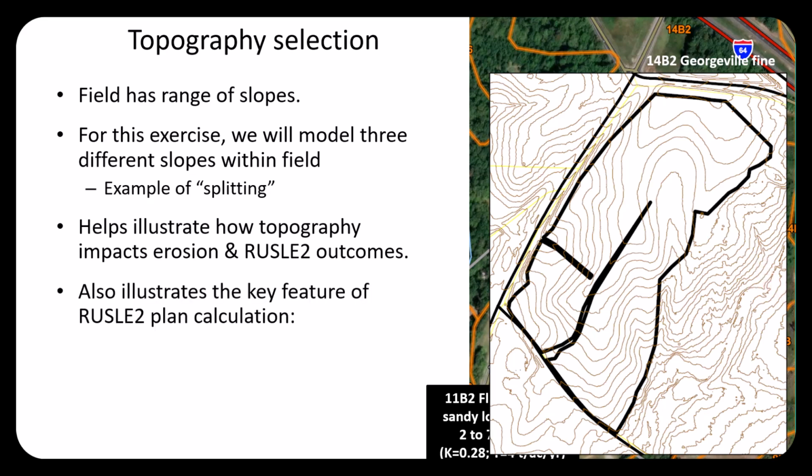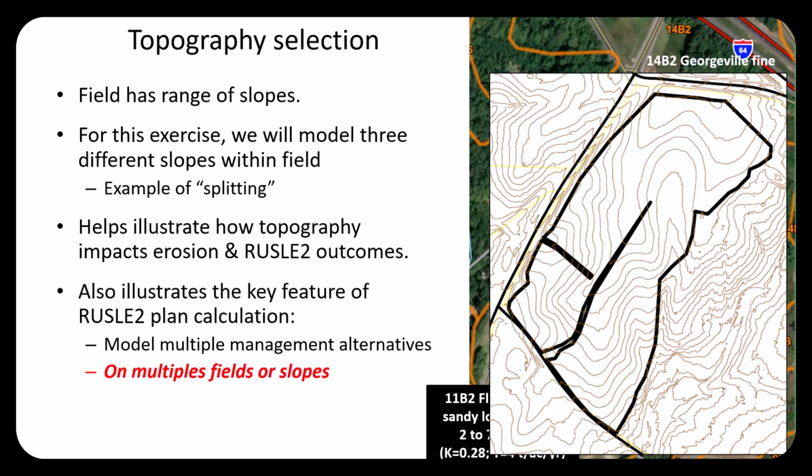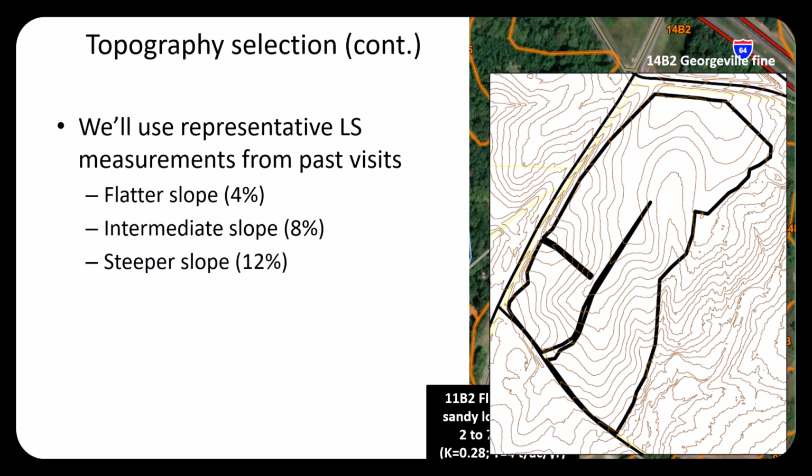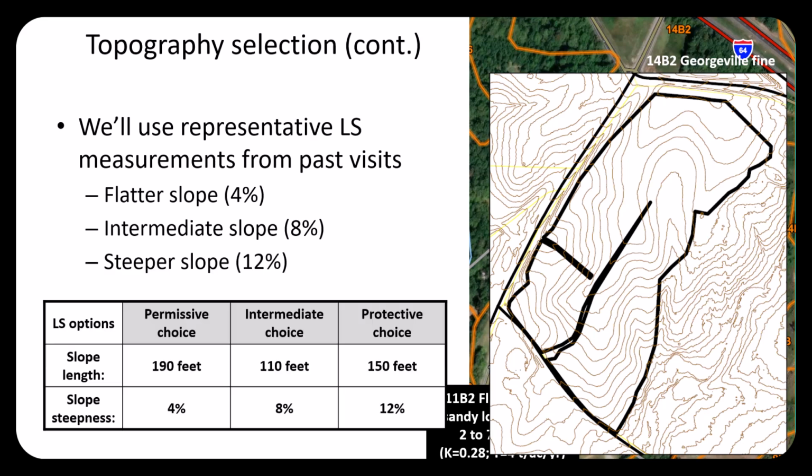It's also going to illustrate the key feature of a RUSLE2 plan calculation, which is our ability to model multiple management alternatives on multiple fields or slopes with a single file and print out in RUSLE2. So we're going to use representative LS measurements from past visits. We're going to have a flatter slope around 4% steepness, an intermediate slope around 8%, and a steeper slope of 12%. And this table shows the length in feet as well as the steepness in percent that we're going to input for these 3 slopes.